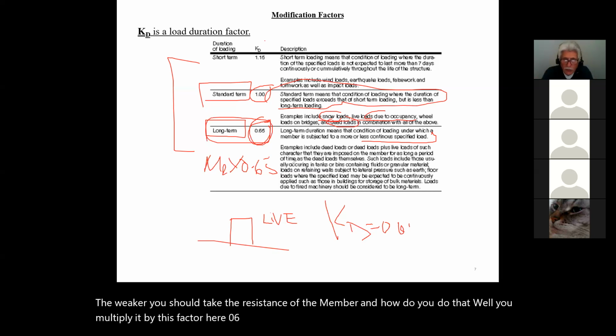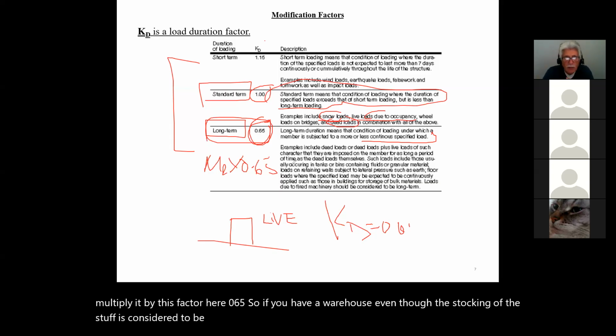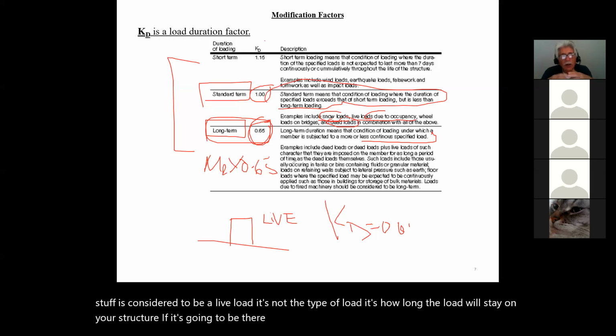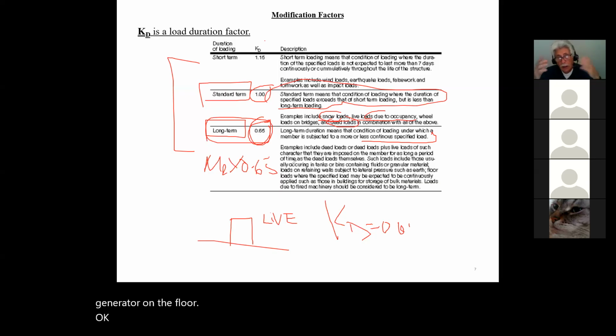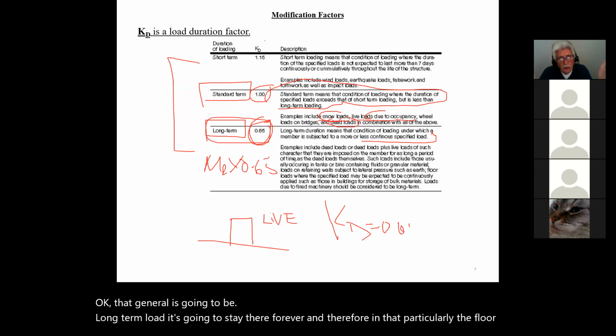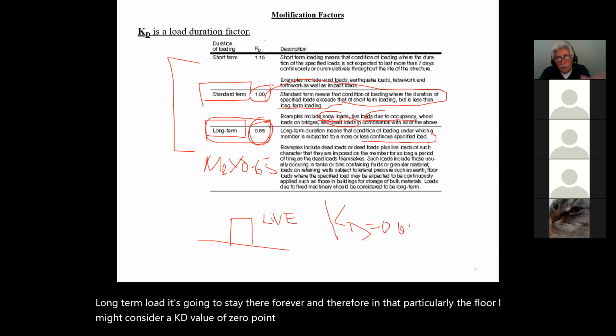So if you have a warehouse, even though the stocking of the stuff is considered to be a live load, it's not the type of load, it's how long the load will stay on your structure. If it's going to be there for 2, 3, 4 months, well, consider, for example, if somebody's going to be putting a big generator on the floor, that generator is going to be a long-term load. It's going to stay there forever, and therefore in that particular area of the floor, I might consider a KD value of 0.65 to design the members that are going to be supporting that particular load.